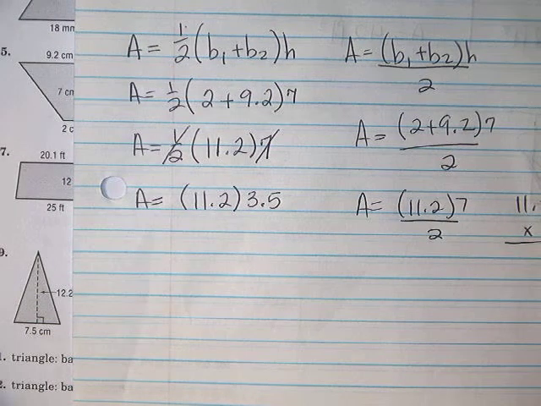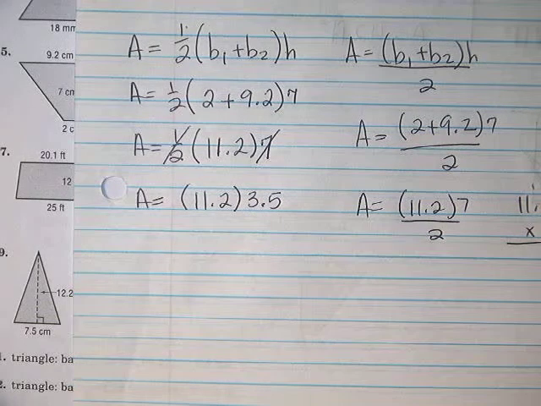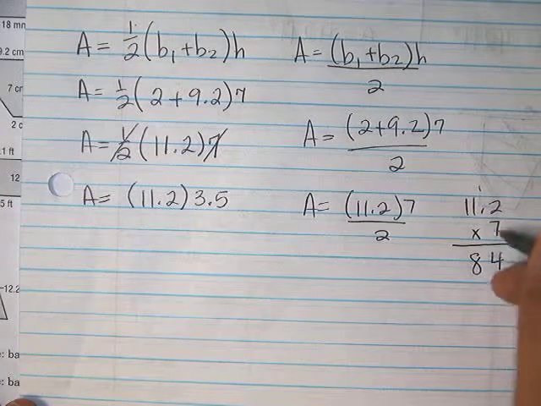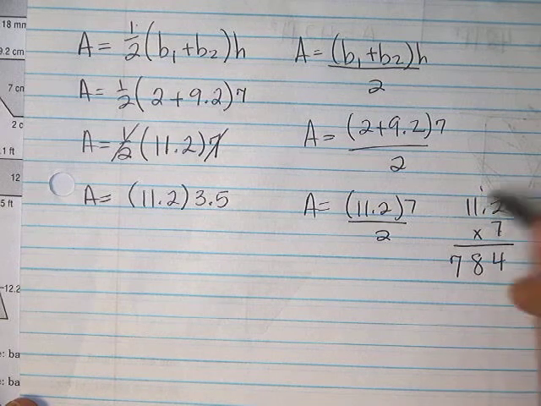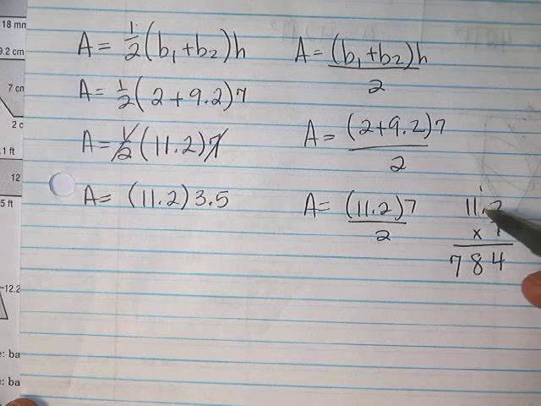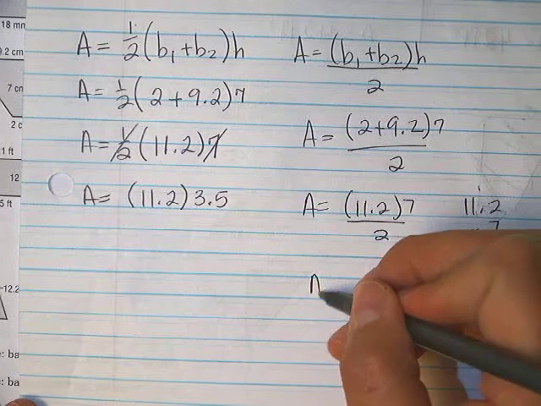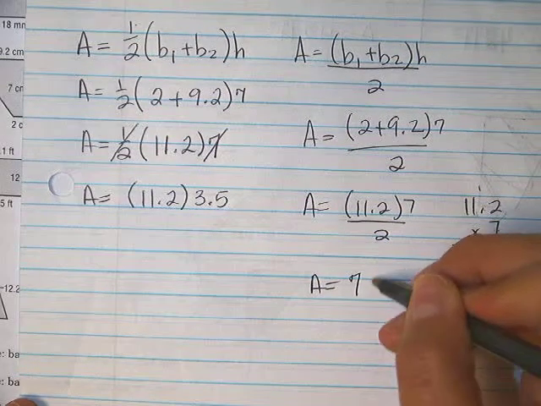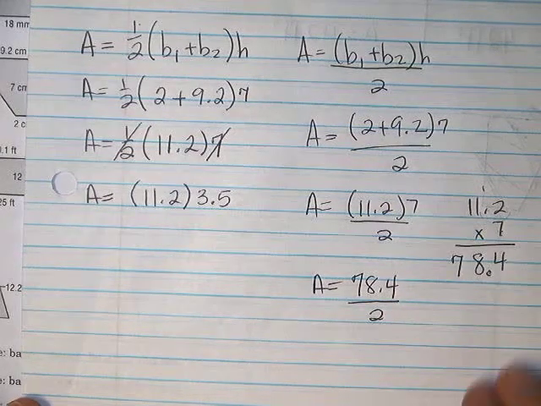7 times 2 is? 14. 7 times 1? 7. Plus 1? 8. And 7 times 1? 7. Do I bring down my decimal, or how does that work over here? Good. Thank you. You count how many numbers you have after your decimals. I have 1. That's becoming 78 and 4/10. But I still have the divide by 2 that's needing to happen on that side.